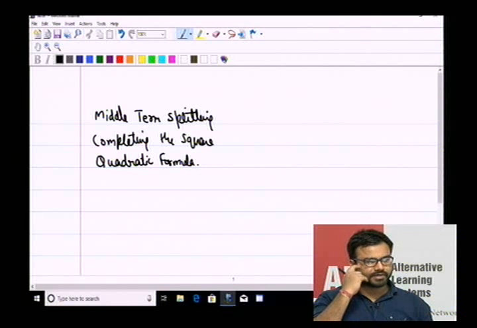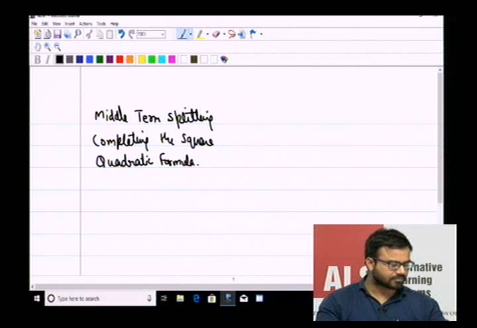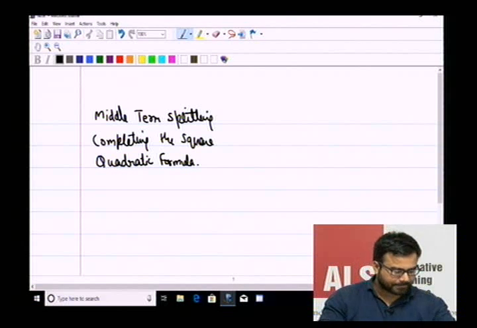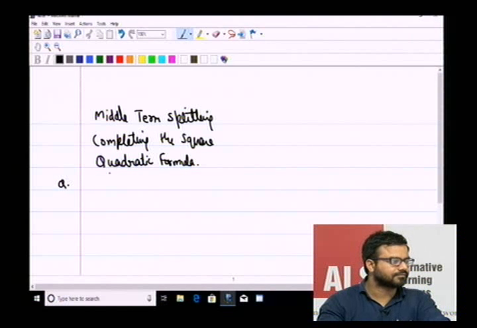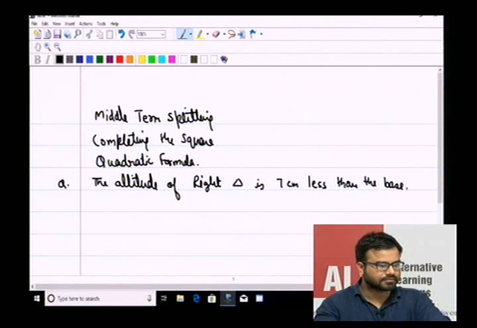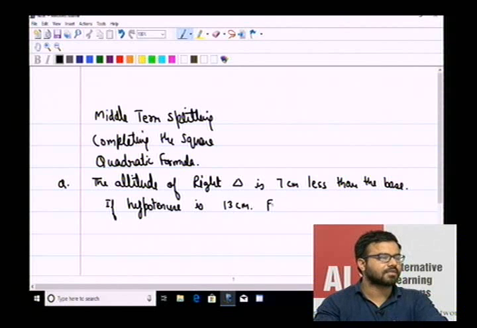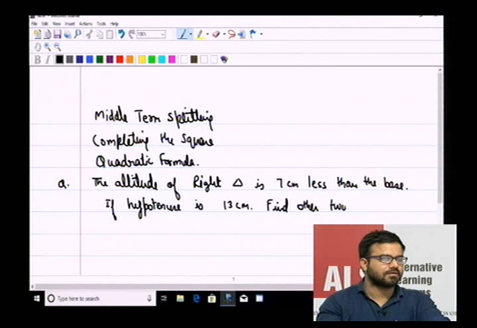I am giving you one question. You have to solve it by any method. It's a word problem. Solve it either by middle term splitting, or by completing the square, or by quadratic formula. So note down this question. The question says, the altitude of a right triangle is 7 centimeter less than the base. If the hypotenuse is 13 centimeter, find the other two sides.